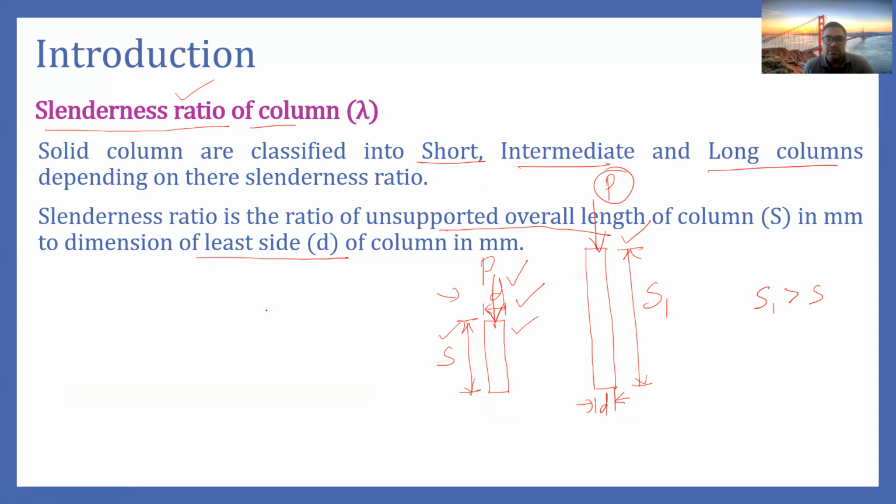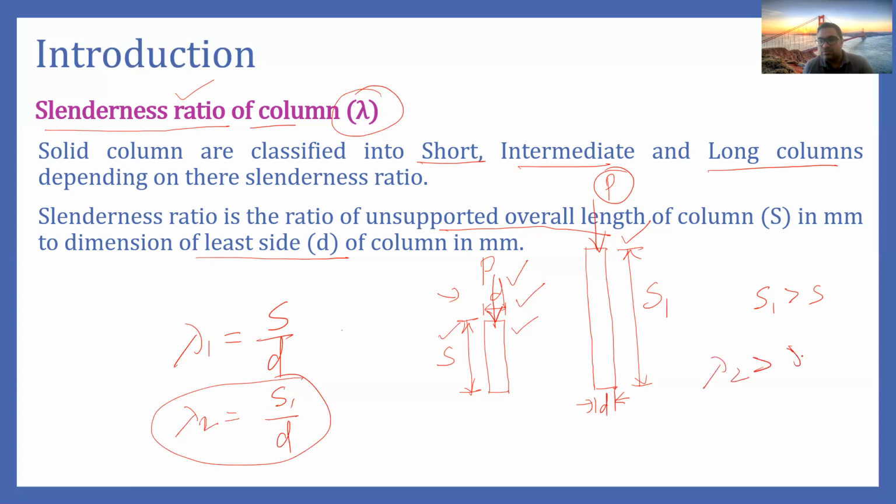In the first case, we represent slenderness ratio with lambda. So lambda in the first case will be S by D, and in the second case it will be S1 by D. If I name them lambda 1 and lambda 2, we know that lambda 2 will be higher than lambda 1. So the higher the lambda 2, the higher the slenderness ratio, and the higher the vulnerability to bending.